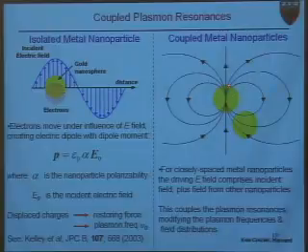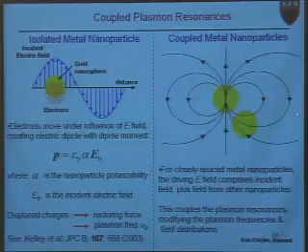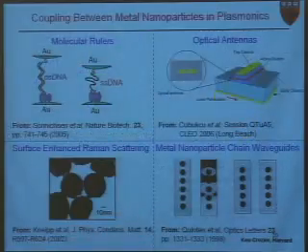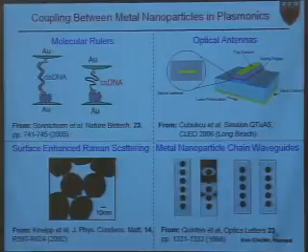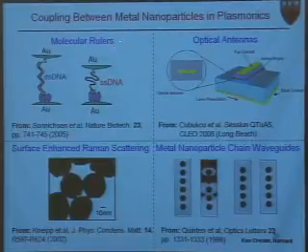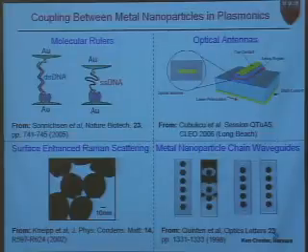And depending on whether the fields from the neighboring nanoparticle are in phase or out of phase with the fields of the dipole that we generated just by the incident wave, that can either redshift or blueshift the plasmon frequency. And this has actually got quite a few applications in this field of plasmonics. One that's quite interesting is the so-called molecular ruler. And this comes from the group of Alivisatos at Berkeley. And what they did was they wanted to measure very small distances.